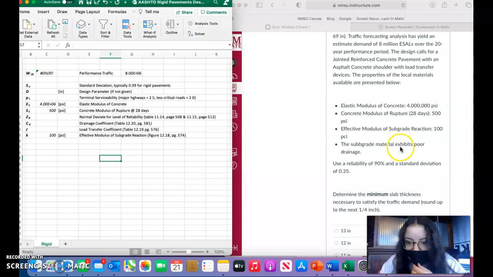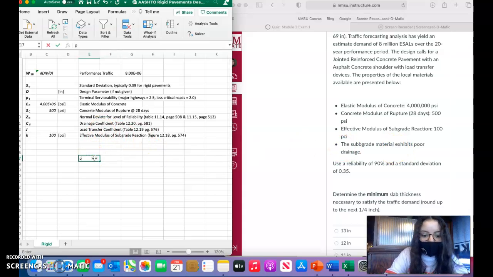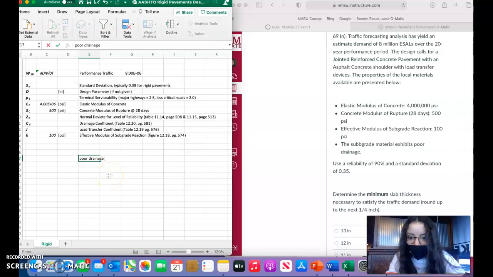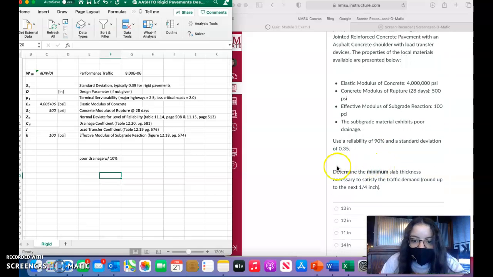The subgrade material exhibits poor drainage, so that's going to be needed for our drainage coefficient. So poor drainage. And then since our reliability is 90%, let's see. Okay. So then standard deviation is 0.35.